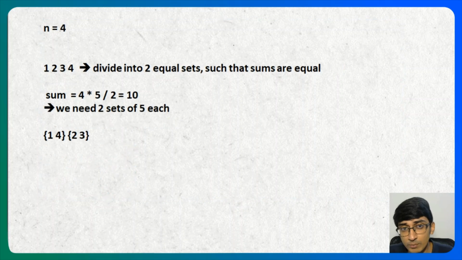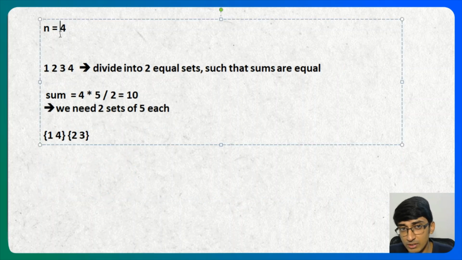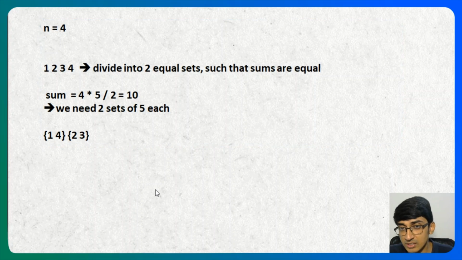Let's take 4 and see whether we can do that, right? So with n equal to 4, we have to divide 1 2 3 4 into 2 equal sets such that the sums are equal. What is the sum of 1 2 3 4? It is 10. That means we need to divide into 2 equal sets of 5 each. For 1 2 3 4, there are only 2 ways you could divide 10 into sums of 5 each, right? There is 1 4 on one side and 2 3 on another side. You can't do anything else.